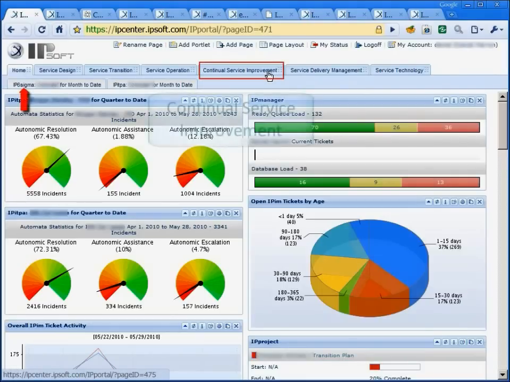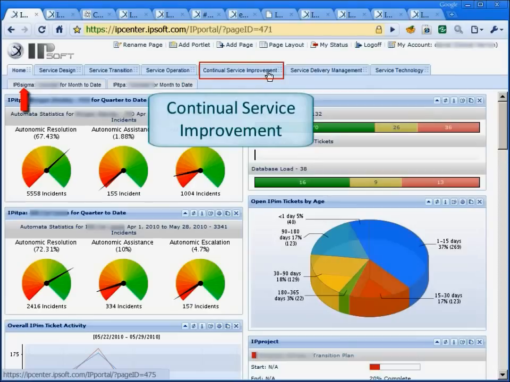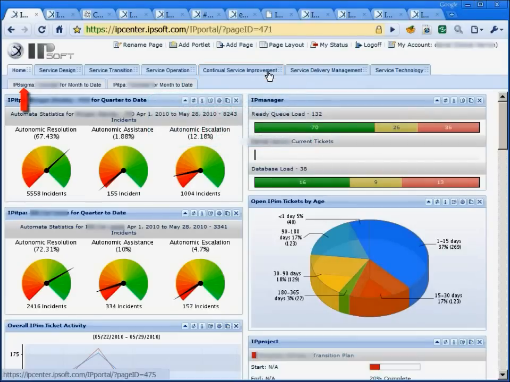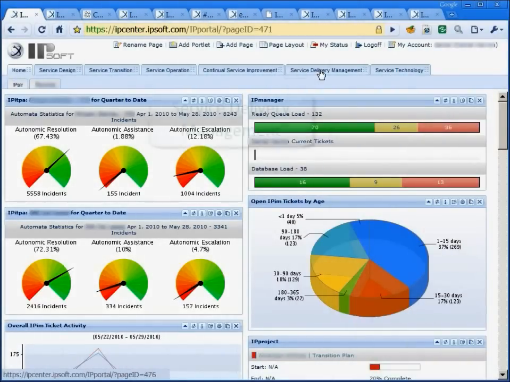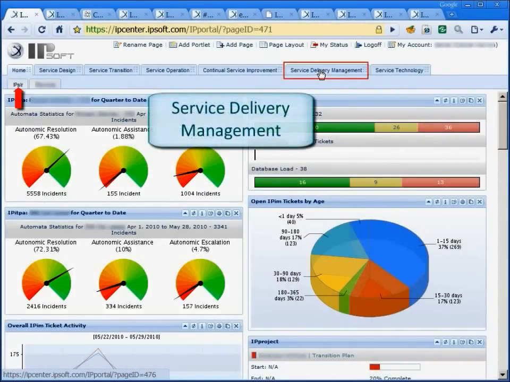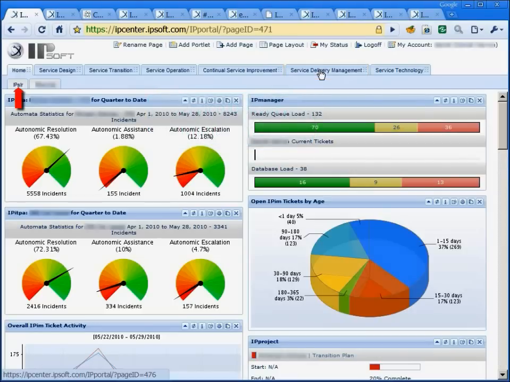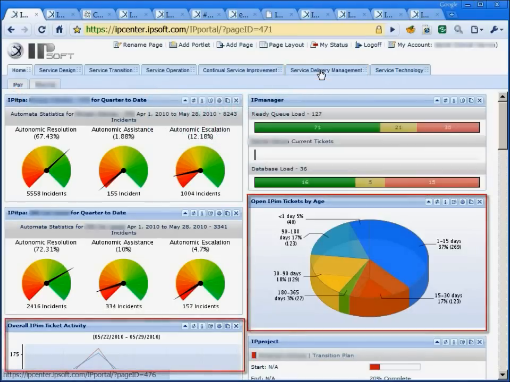Under Continual Service Improvement, we have IP Six Sigma, which provides visibility into our Six Sigma practice, and IPITPA, which provides reporting around process automation, such as these graphs. Under Service Delivery Management, we have IPSLR for providing point-in-time service-level reporting. These graphs are an example.